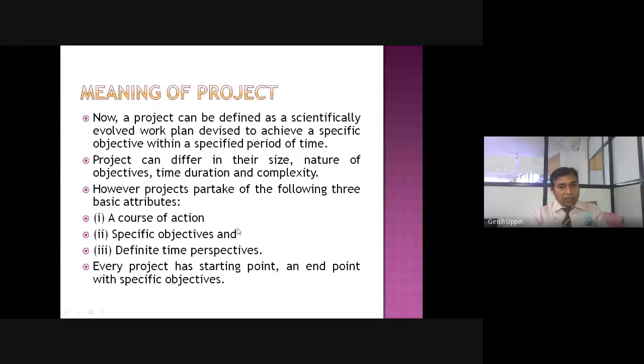A course of action: there will be a certain course of action that is planned. Very specific objectives. They are very clear with the objectives. Definite time perspectives, right? Definite time perspectives means when what will get completed, so that it will be helpful for tracking. Time factor is very important as far as projects are concerned.